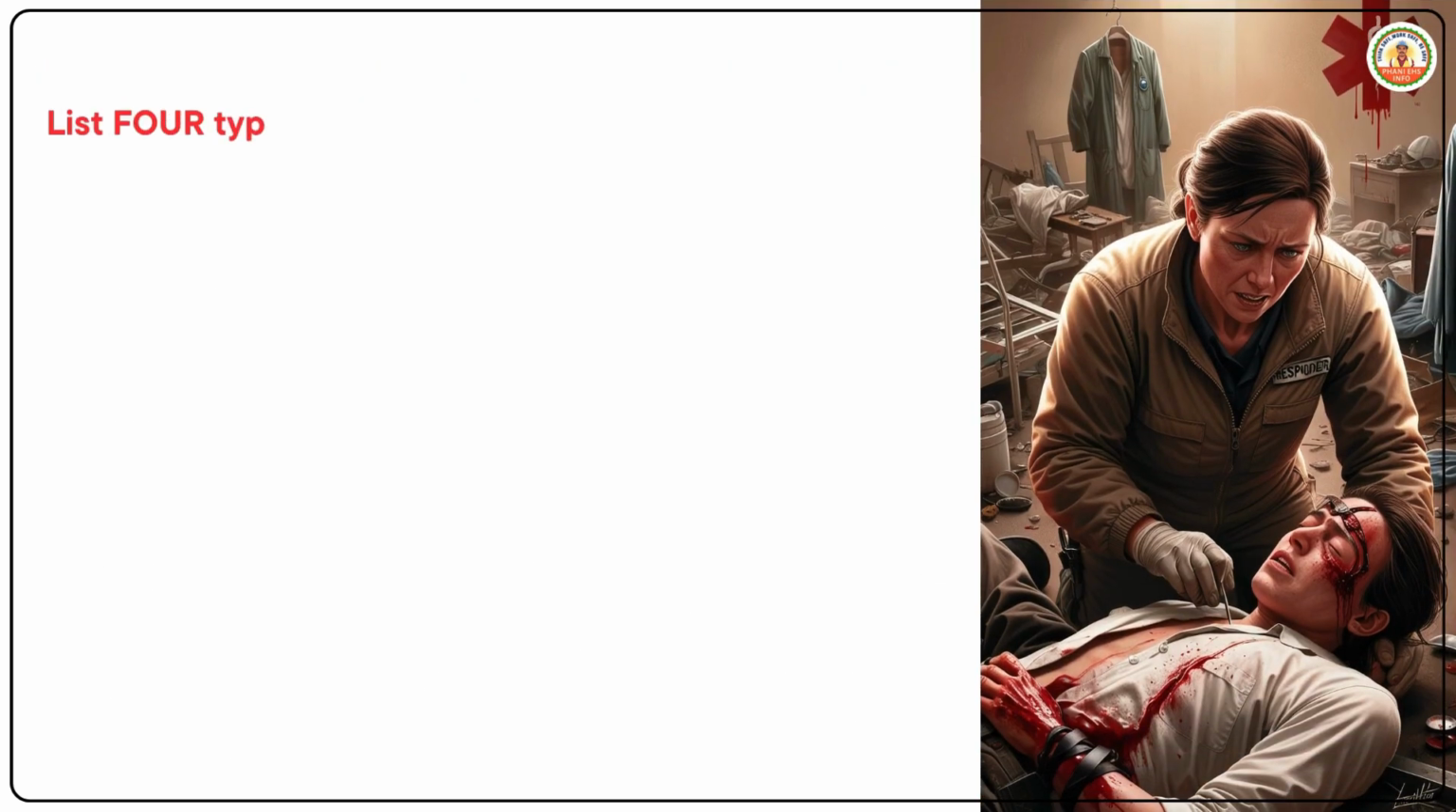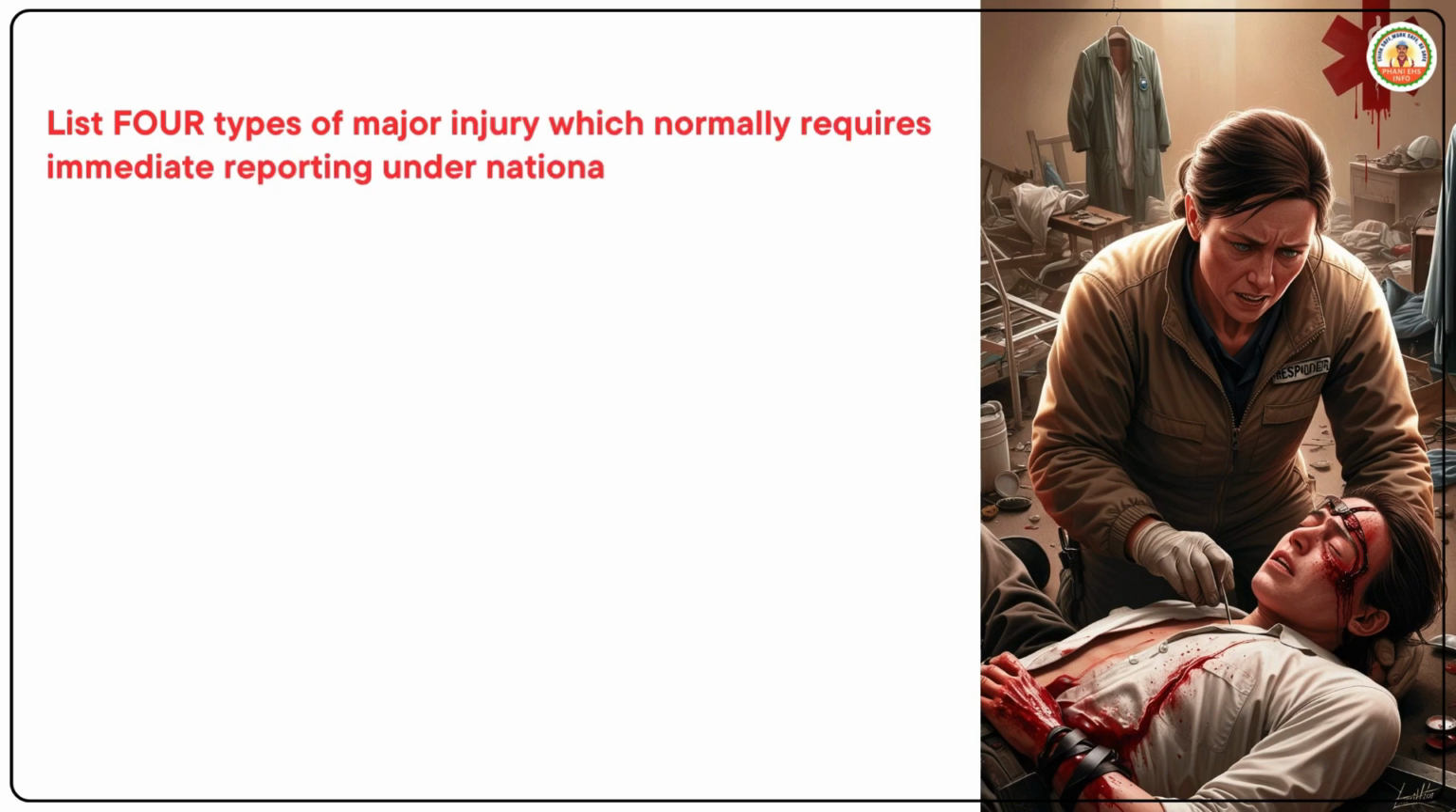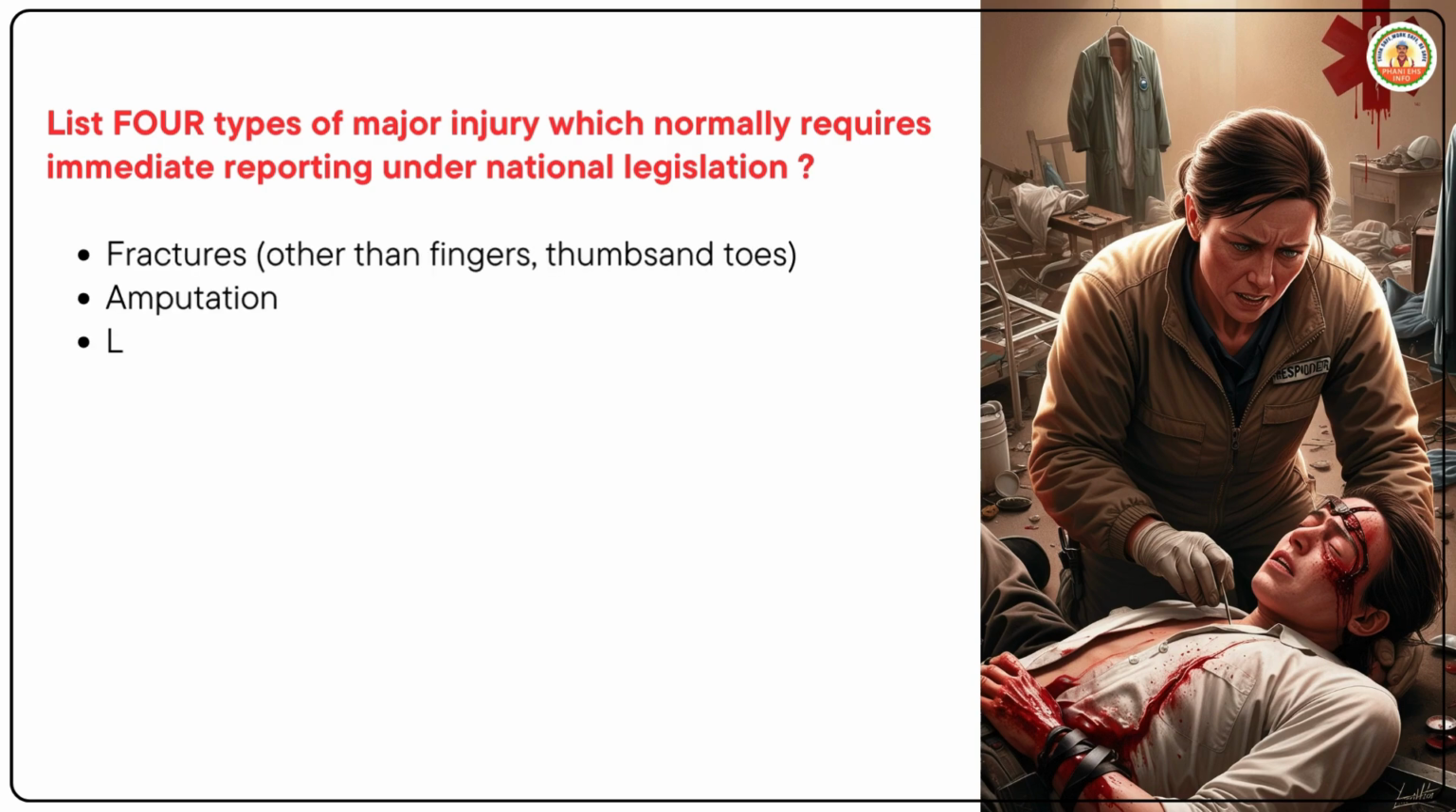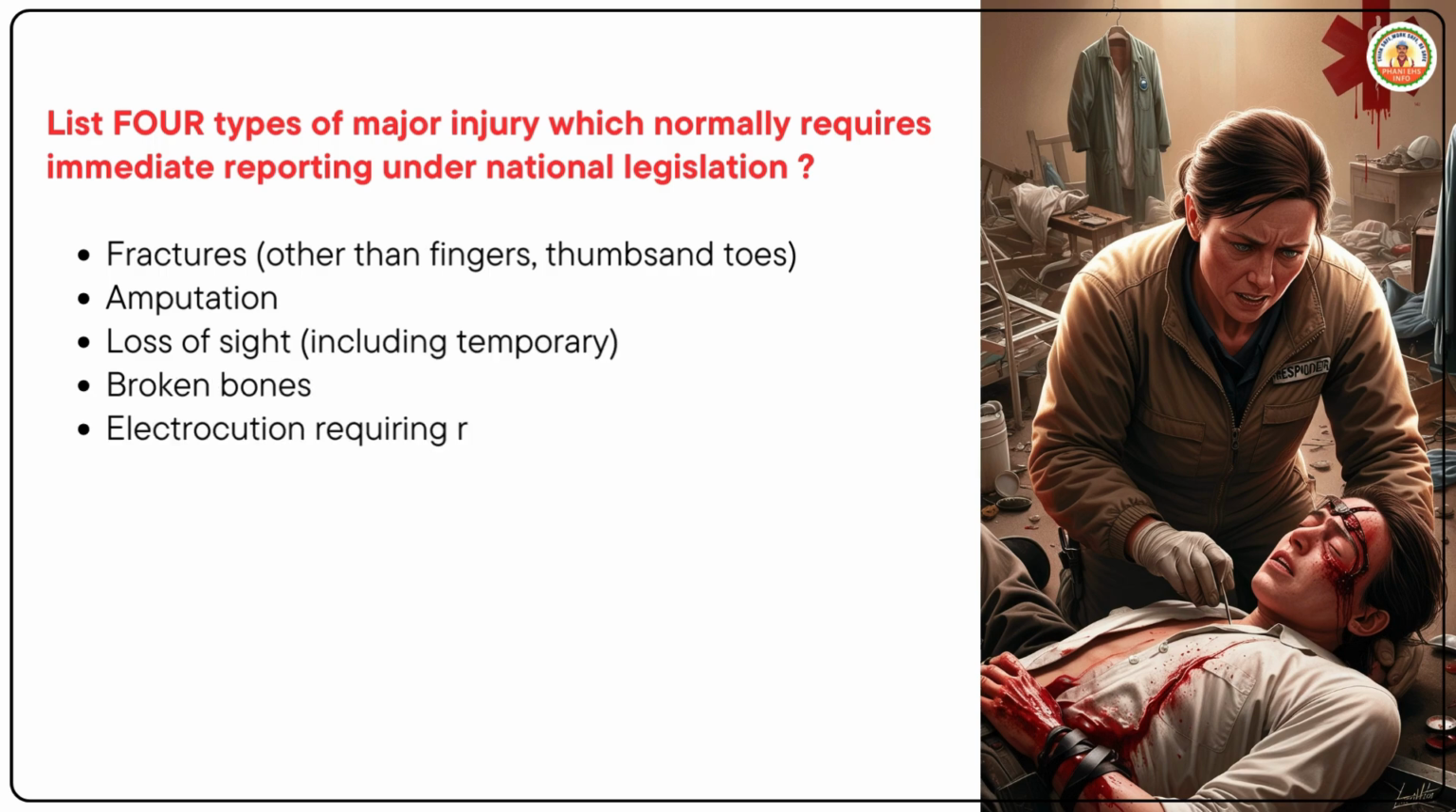List four types of major injury which normally require immediate reporting under national legislation. Fractures other than fingers, thumbs and toes. Amputation. Loss of sight, including temporary. Broken bones. Electrocution requiring resuscitation.